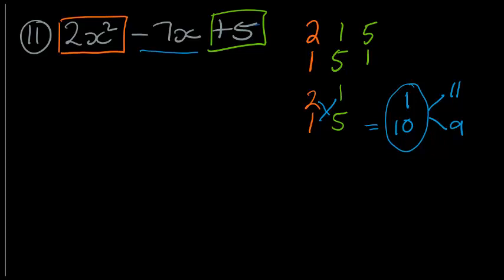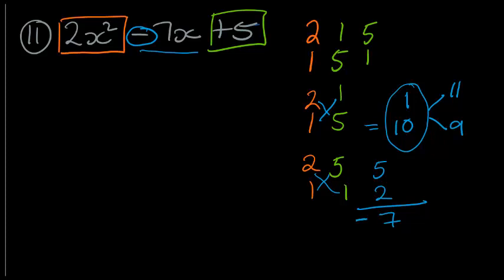Now we're going to repeat the process. I'm going to say 2 and 1 and 5 and 1. Now we're going to cross multiply. So 2 times 1 is 2 and 5 times 1 is 5. If I add those two together, I get 7. But I am looking for minus 7. In order to get minus 7, I need to say minus 5 plus minus 2 gives me minus 7.